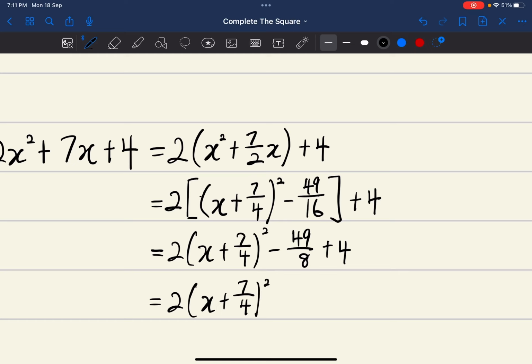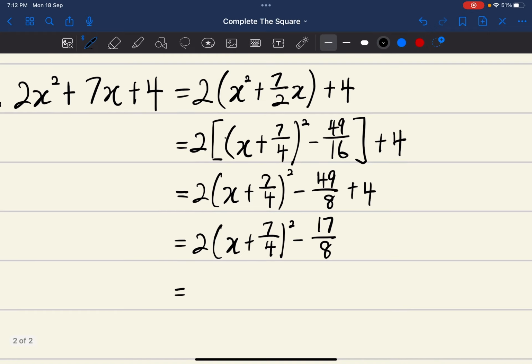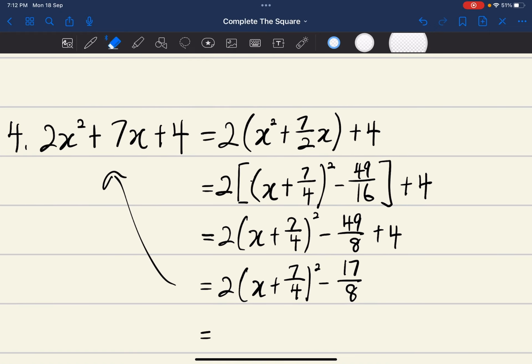Now, what's this value here? Negative 49 over 8 plus 4. That's going to be negative 17 over 8, right? Yeah, that should be it. I'm not sure, but we can always check our answer. How do you do it? Reopen it. And if we get this, that means we're correct.